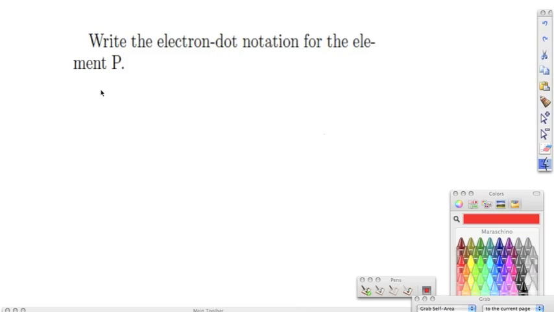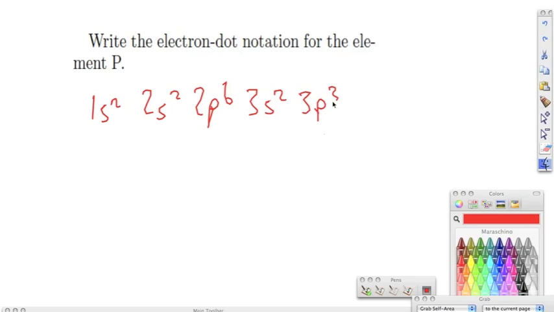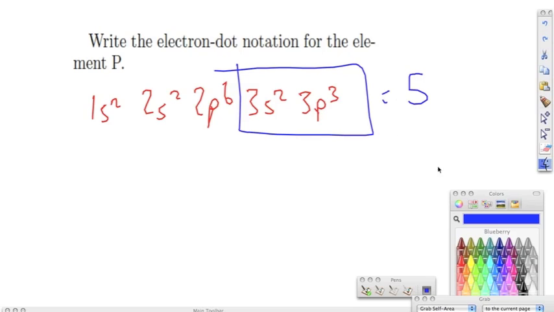We start with 1s2, 2s2, 2p6, and then we go 3s2, and then 3p3. So the outermost energy level is the 3s. So we box all the 3s, we add those up, and that means we have 5 valence electrons.